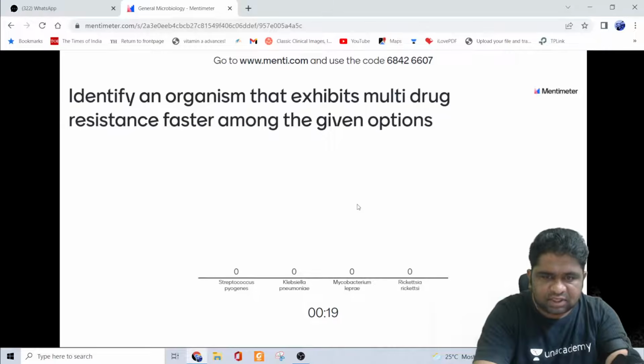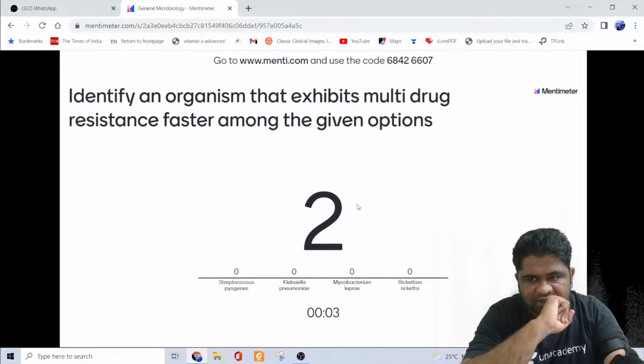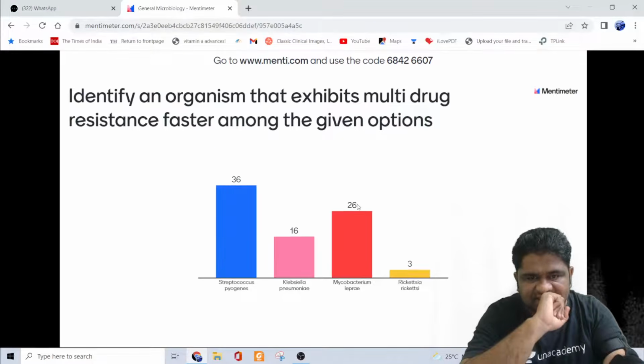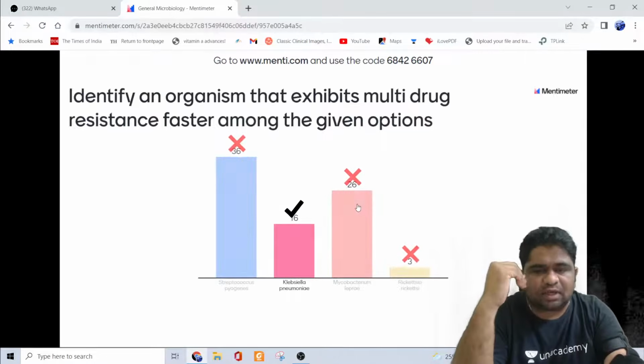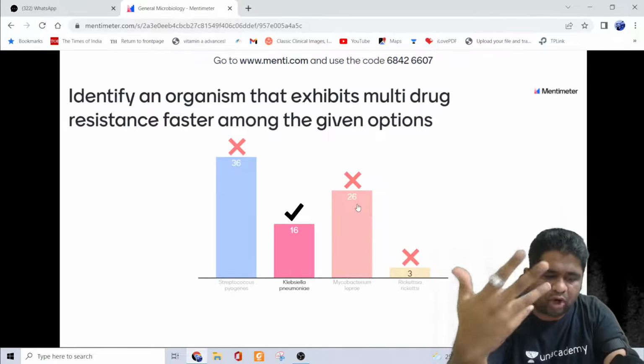Streptococcus pyogenes, Klebsiella pneumoniae, Mycobacterium leprae, Rickettsia rickettsii. Which one? The logic is very simple. I have gotten almost 90 answers at this point of time. Excellent. Let's see how many of you get it right. Some people who chose Streptococcus pyogenes might not have known what the logic is.